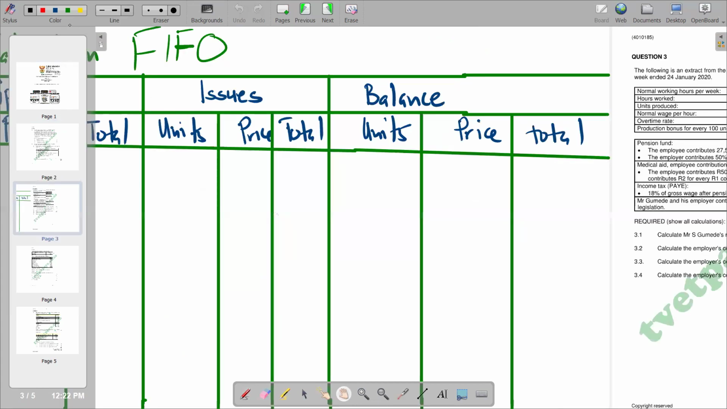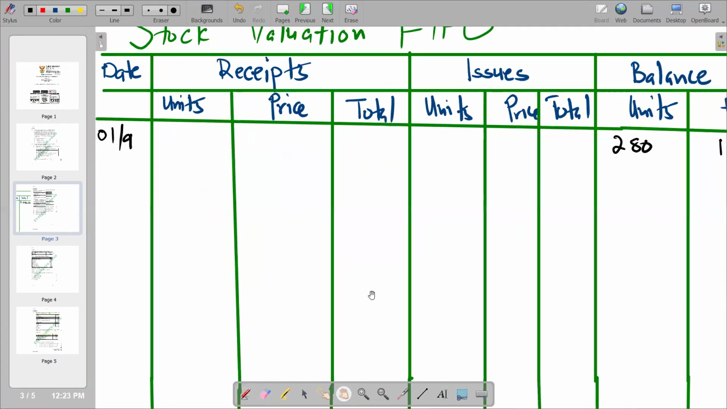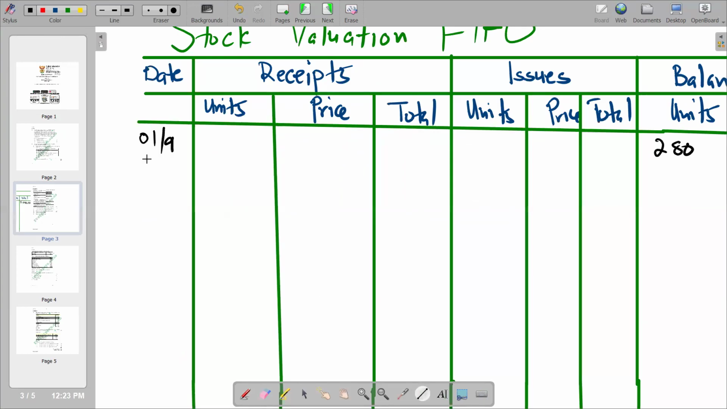So we put our number of units, which is 280, and the unit price being 18. So if you say 280 times 18, you're going to get 5,040. So that's what we have on this part. And then from there, we can close in terms of this day of 0109.